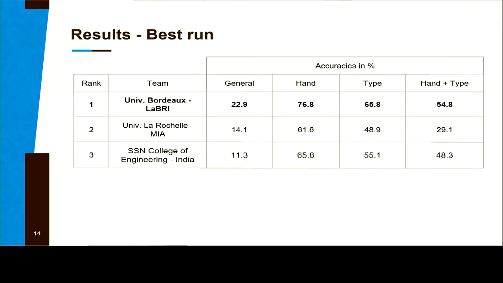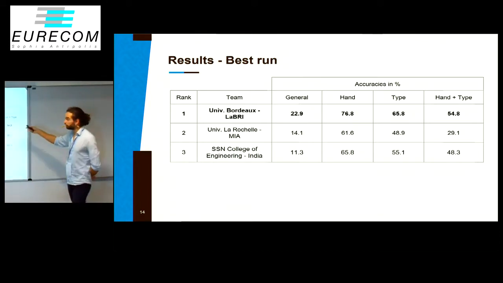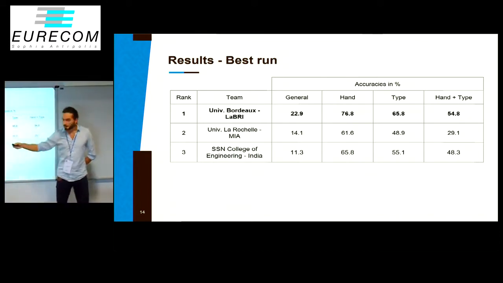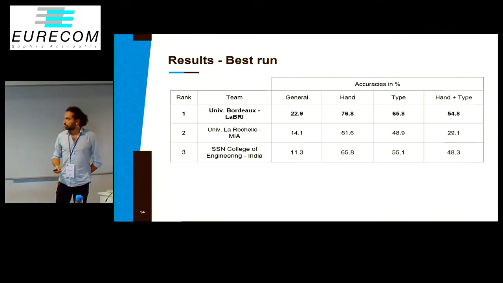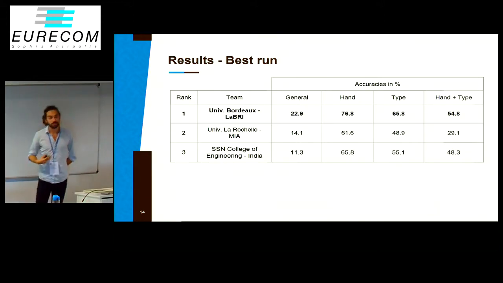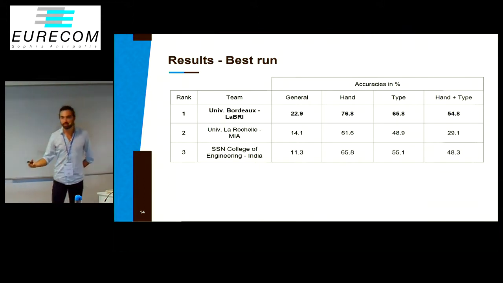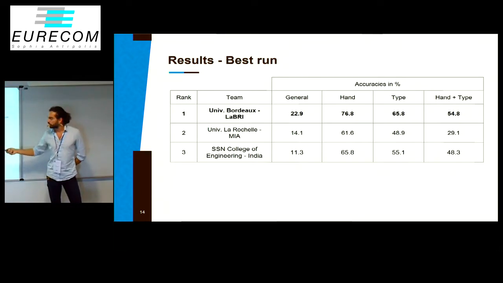For the best result, the University of Bordeaux managed to have the best one. As you can see, it's very low. We have only 23% of accuracy among all the classes. We will see why in the presentation of the work, but you have to know that it's fine-grained classification. The strokes are very similar. Even me, I cannot say which class it is because I'm not a professional. And even professionals sometimes disagree about the class.